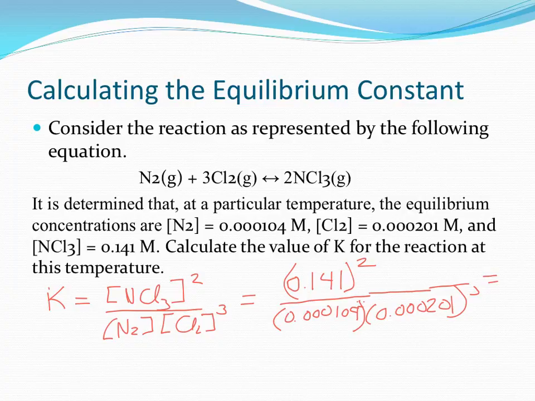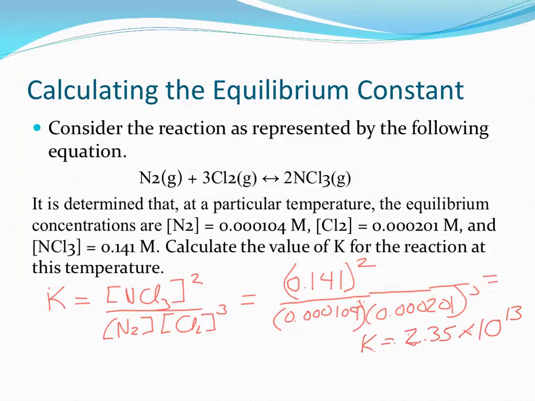So I'm going to plug this in my calculator, and I get a very large K value. Typically, K values are small. However, this one is K equals 2.35, to 3 significant figures, times 10 to the 13th. We got a pretty large number there. No units, as I said before.